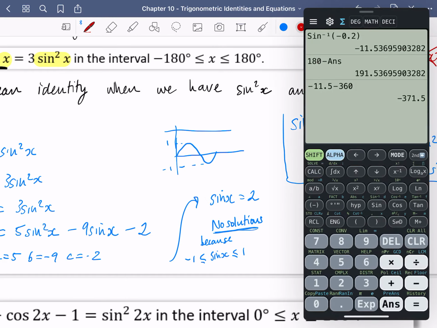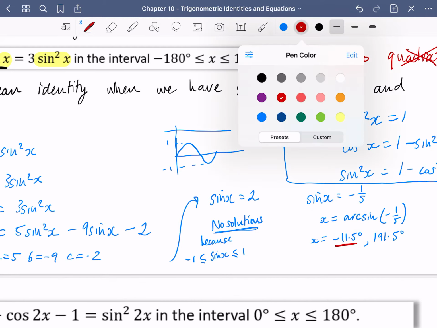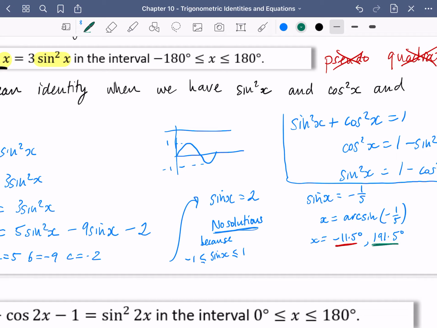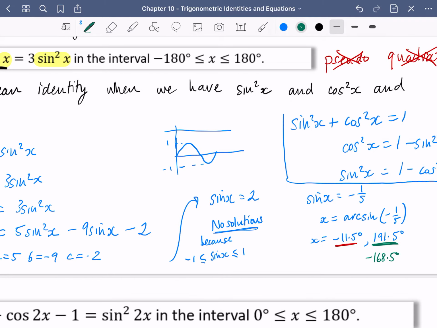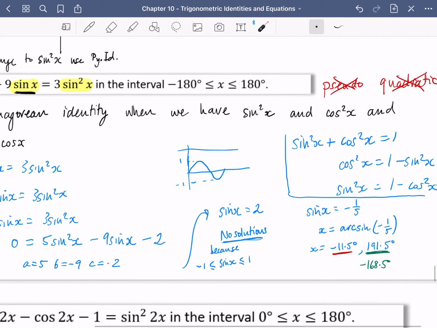I'll just show you with 191.5 as well. So if I do 191.5, if I take away 360, will I get a solution? Yes, I do. I get minus 168.5. But if I add 360, I go to much bigger than the 180-degree range. So the final answers that I have for this one are minus 11.5, 191.5, and minus 168.5 as well.